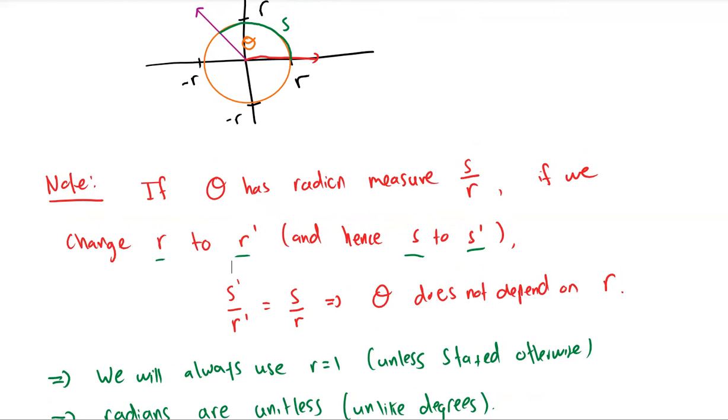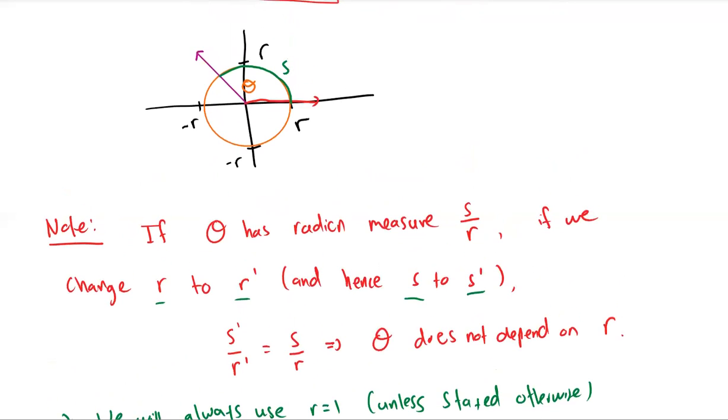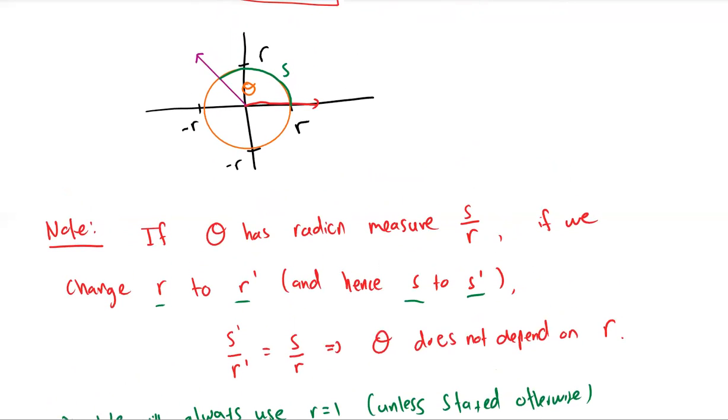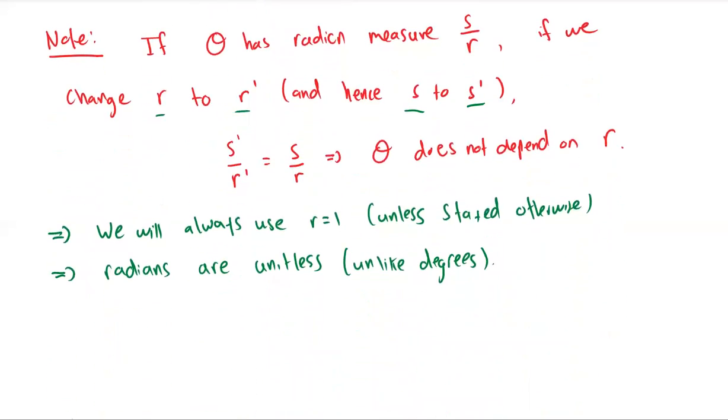You could work with a circle of radius 3, radius 4, etc. The radian measure is always going to be the same. The ratio of this green arc that I drew here by the radius of the circle is always going to be the same for a given angle theta. So as I stated, what does that mean for us? We will always use R equals 1 for the radius of the circle, unless stated otherwise.